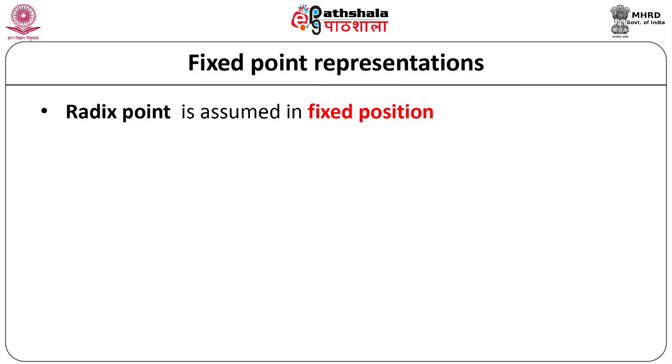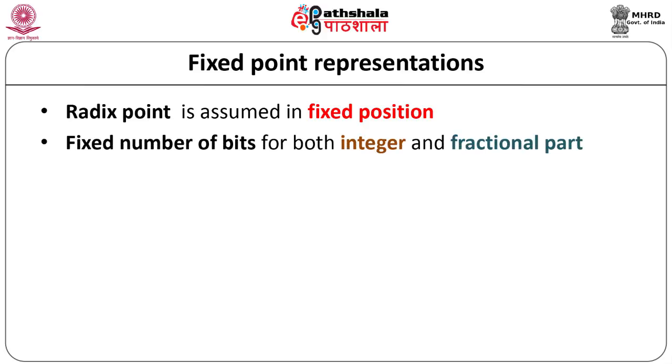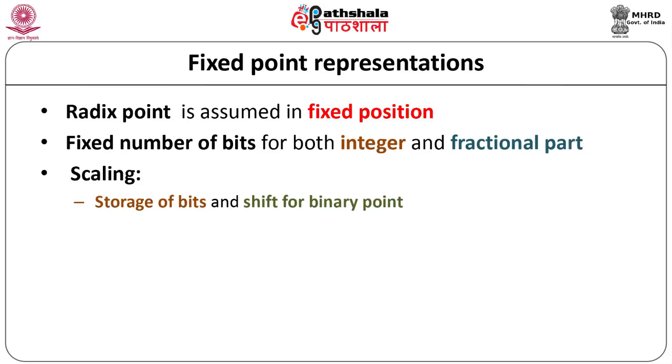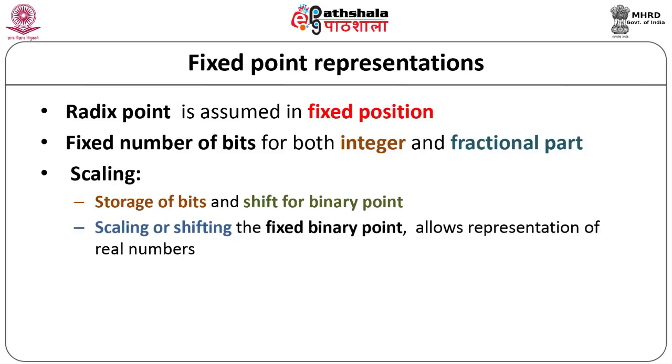To summarize, the radix point is assumed in fixed point. There are a fixed number of bits for both the integer as well as the fractional part. Only bits are stored in memory. The binary point is shifted to the left by 2-bit positions, which is referred to as scaling. With scaling or shifting the fixed binary point, the fixed point representation allows the representation of numbers with fractional components as well.